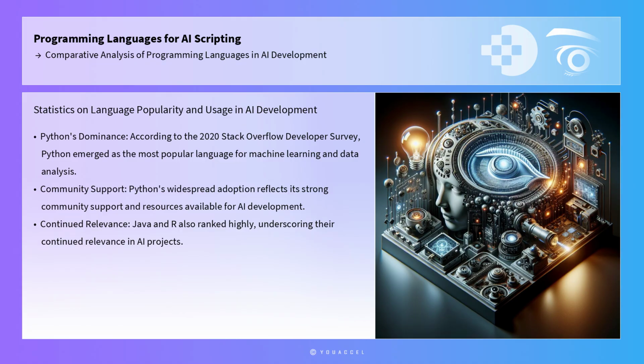Statistics on language popularity and usage trends provide additional insights into the current landscape of AI development. According to the 2020 Stack Overflow Developer Survey, Python emerged as the most popular language for machine learning and data analysis, reflecting its widespread adoption and community support. Java and R also ranked highly, underscoring their continued relevance in AI projects.